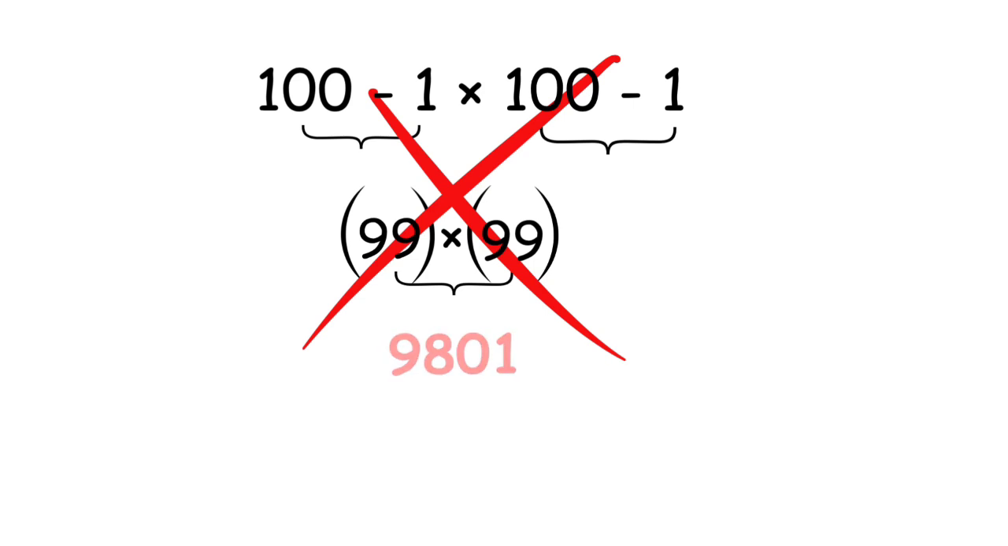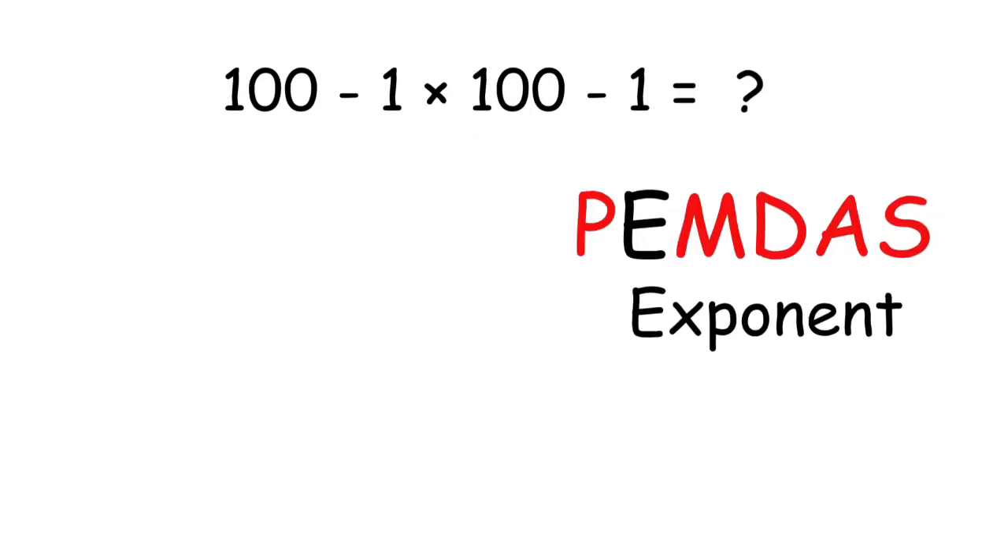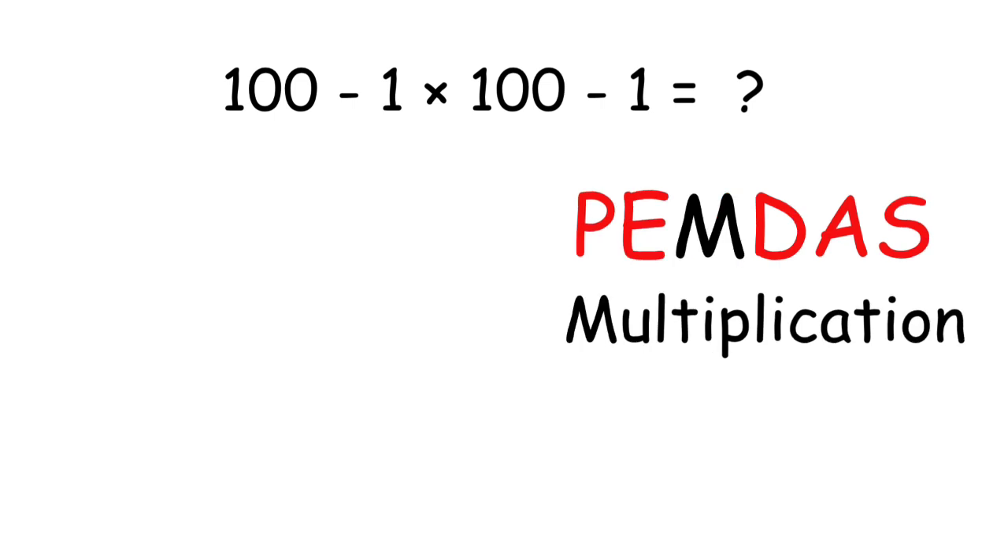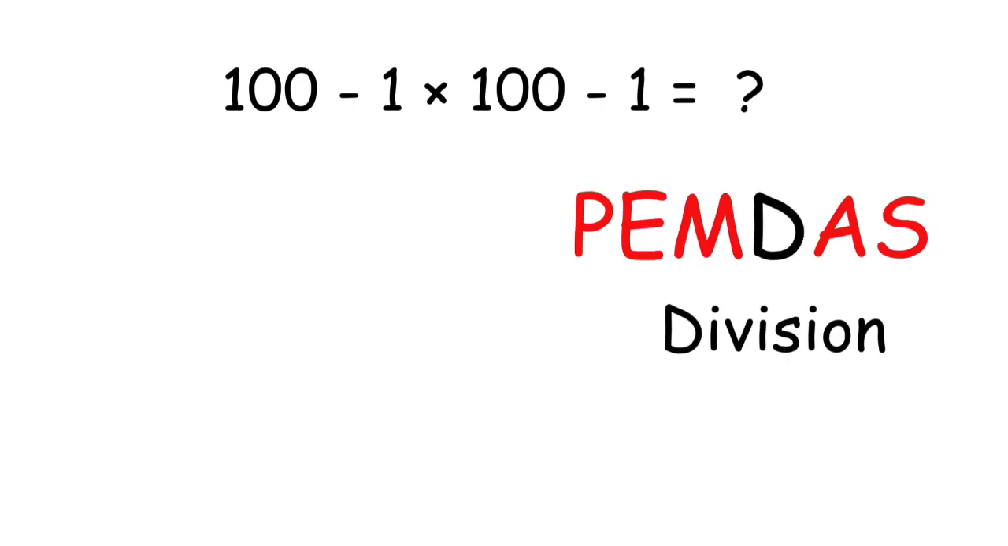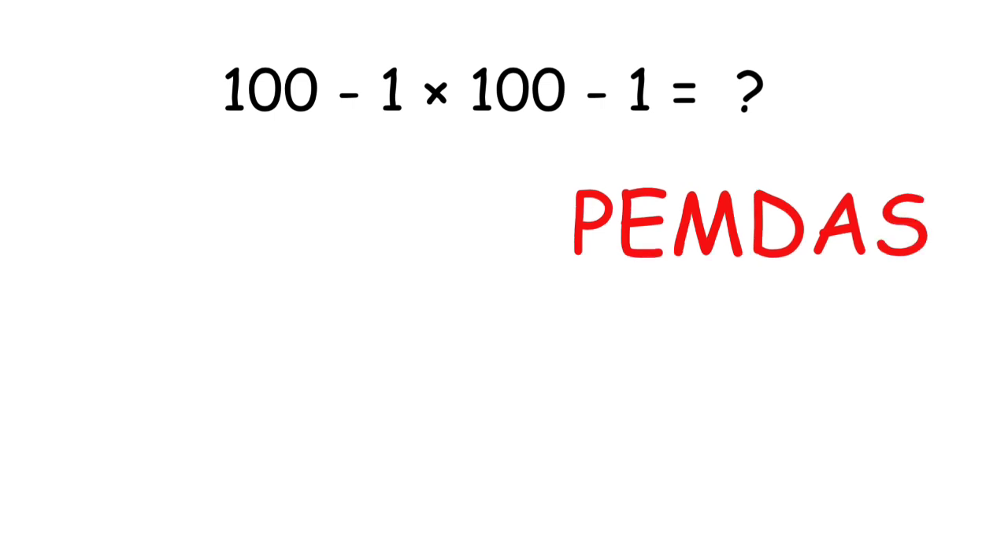Because according to the order of operations, which is PEMDAS, P stands for parentheses, E stands for exponent, M stands for multiplication, D stands for division, A stands for addition, and lastly S stands for subtraction. And we have to go in left to right order.